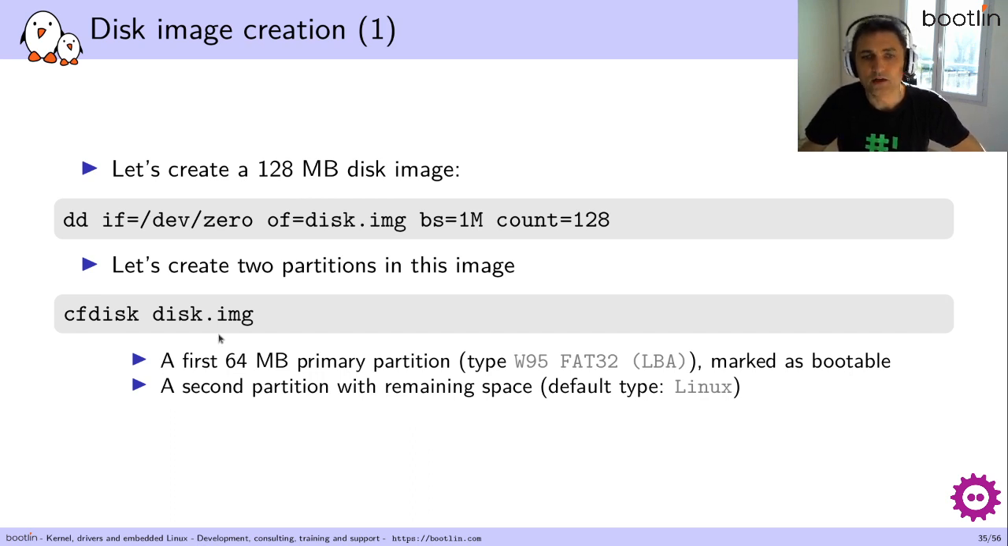And then we'll use the cfdisk command to create two partitions in this image. First, a 64 megabyte partition of FAT32 type marked as bootable, and that's what we usually have in SD cards. And then the second partition with remaining space, that the type will be Linux.